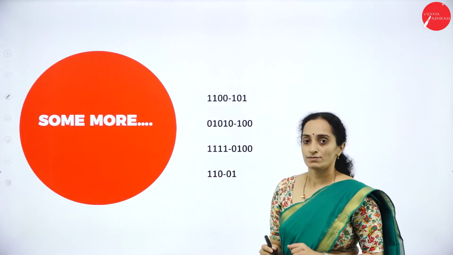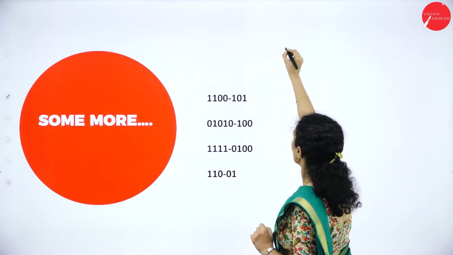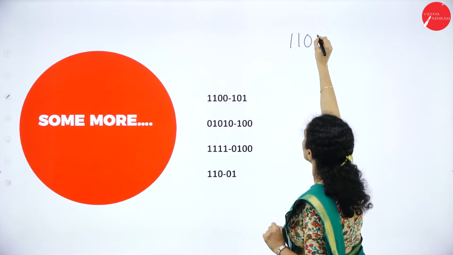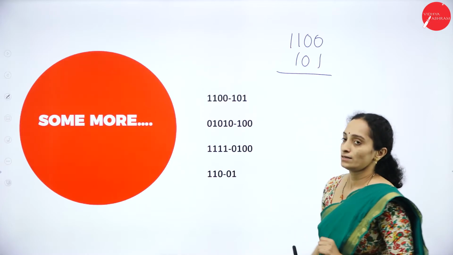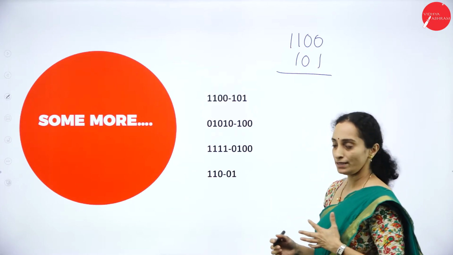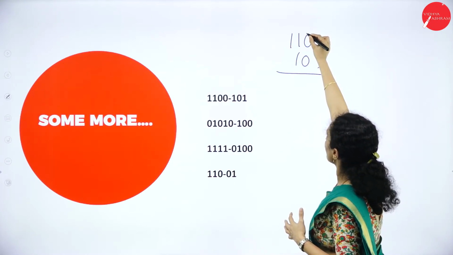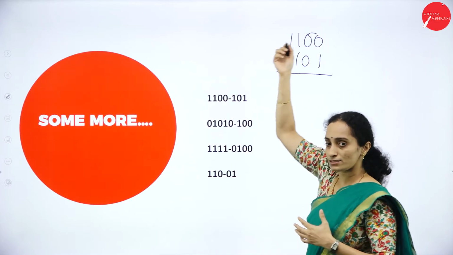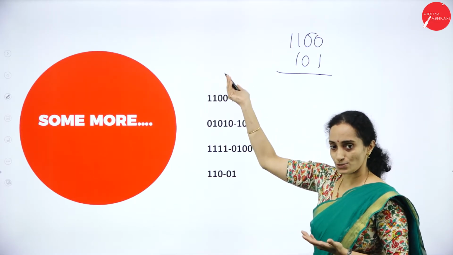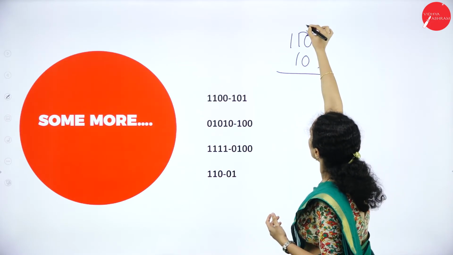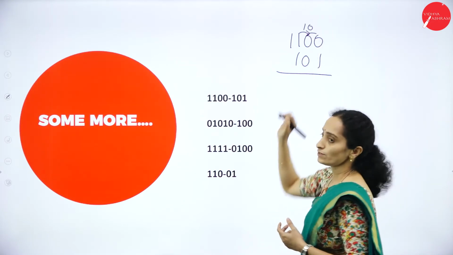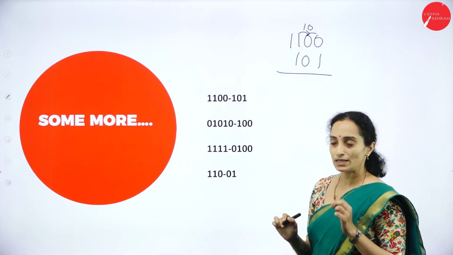Is it not? We shall look at an example. 1, 1, 0, 0, 1, 0, 1. Okay, 0, 1 cannot be subtracted. So we shall take a borrow, but here also there is no number. Now we shall take the borrow from here. This will become 1, 0, which is equal to 2.